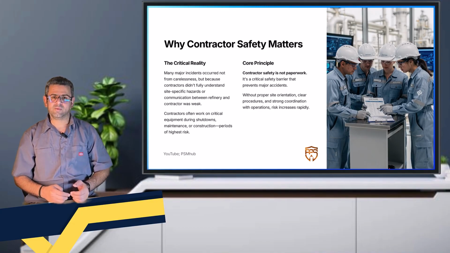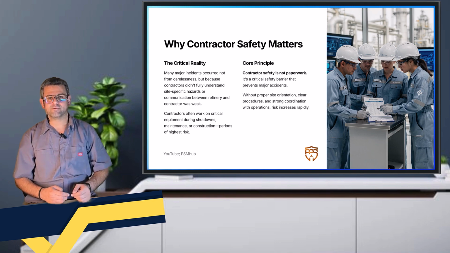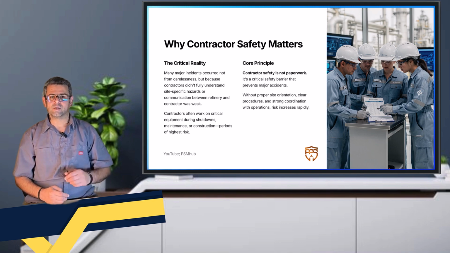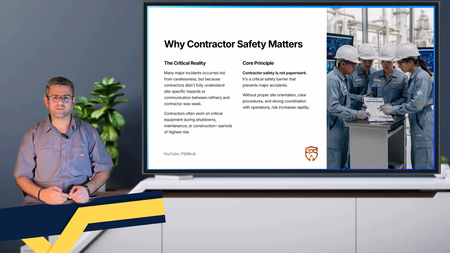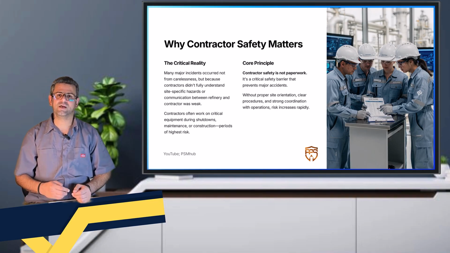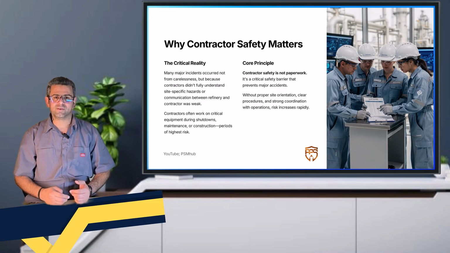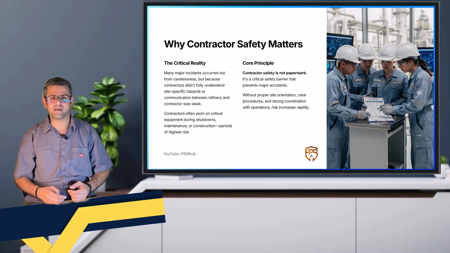In this session, we will explain the OSHA PSM contractor elements in a simple and practical way. We will cover what OSHA requires, what those requirements mean in real operation, and how safety specialists can apply them effectively in the field. By the end of this video, you will understand one key point. Contractor safety is not paperwork. It's a critical safety barrier that helps prevent major accidents.